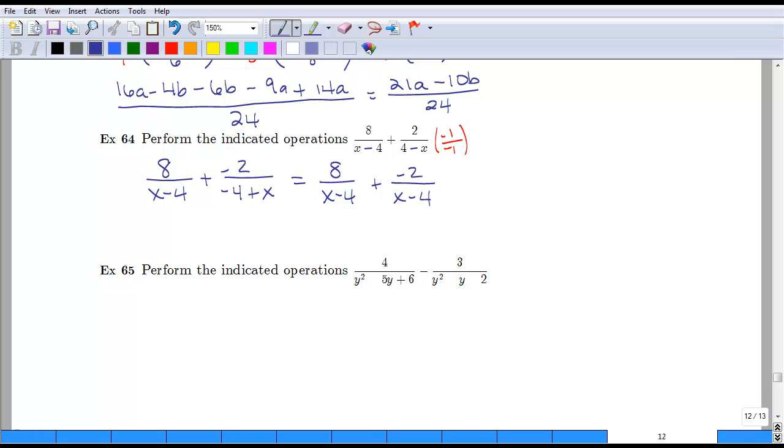That's the only thing we can do, is switch the order of the terms. And so now we have 8 minus 2 is 6 over x minus 4. Again, nothing can be simplified because there are no like terms between the numerator and the denominator, no like factors that can be removed.